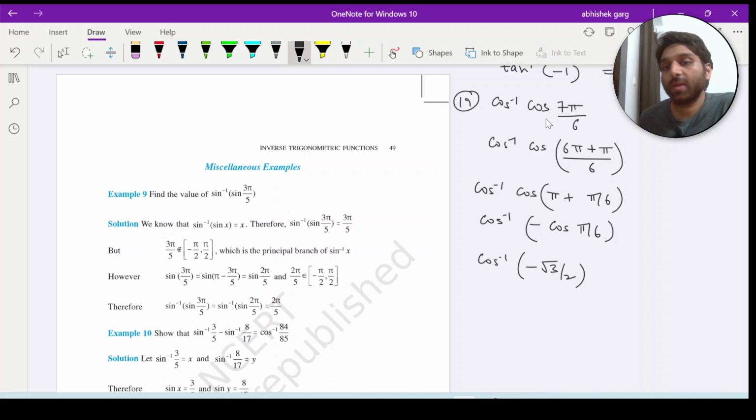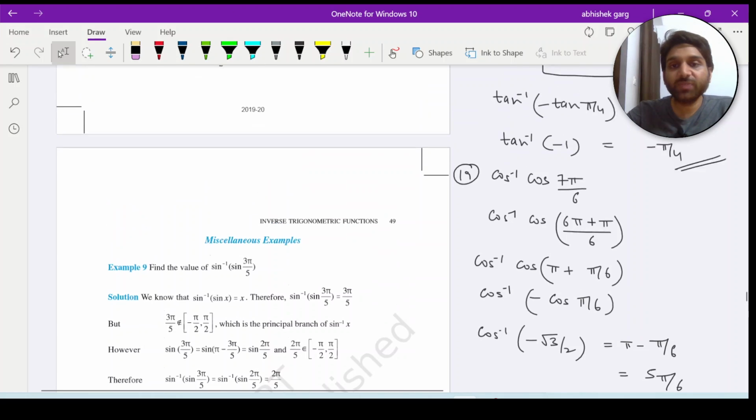Now, if we did not have this minus sign, the answer would be just pi by 6. But because we have this negative sign and we have to make sure that the answer of cos inverse lies in between 0 to pi, we'll have to subtract this pi by 6 from pi. And we'll get 5 pi by 6. So this is our final answer. I hope you're able to follow what we're discussing here.